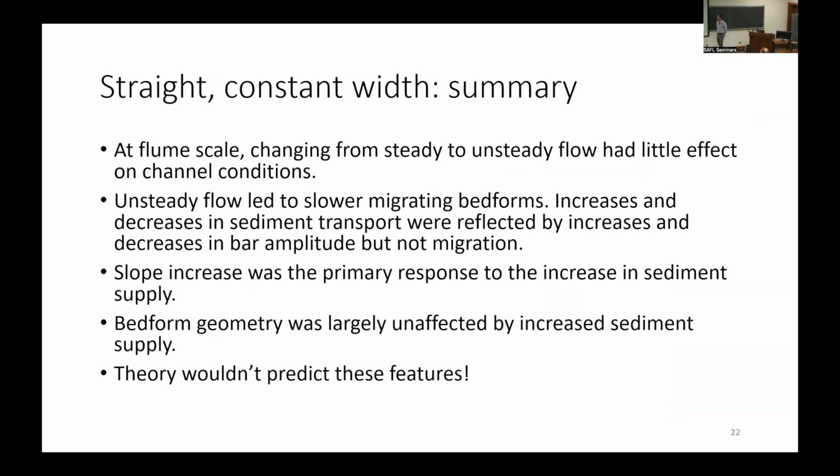Okay, so to summarize this phase 1 experiment: straight channel, constant width, the main response was this slope increase to the increased sediment supply. When we had unsteady flow, that affected mainly the bed forms, but it didn't really affect anything else too much. The bed form geometry was largely unaffected by increased sediment supply, and theory would not have predicted those features. So a few things that we expected and a few surprises emerged from this first set of experiments.